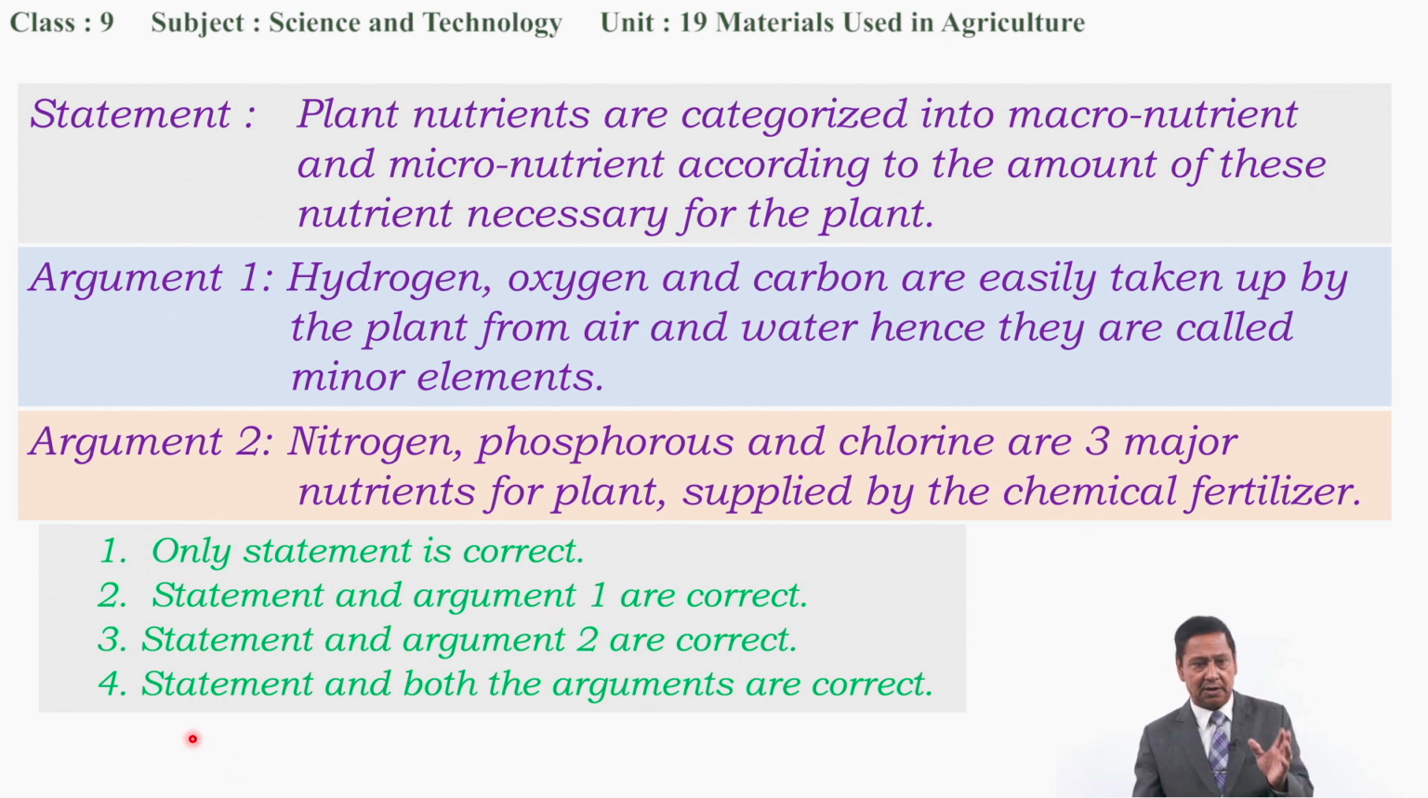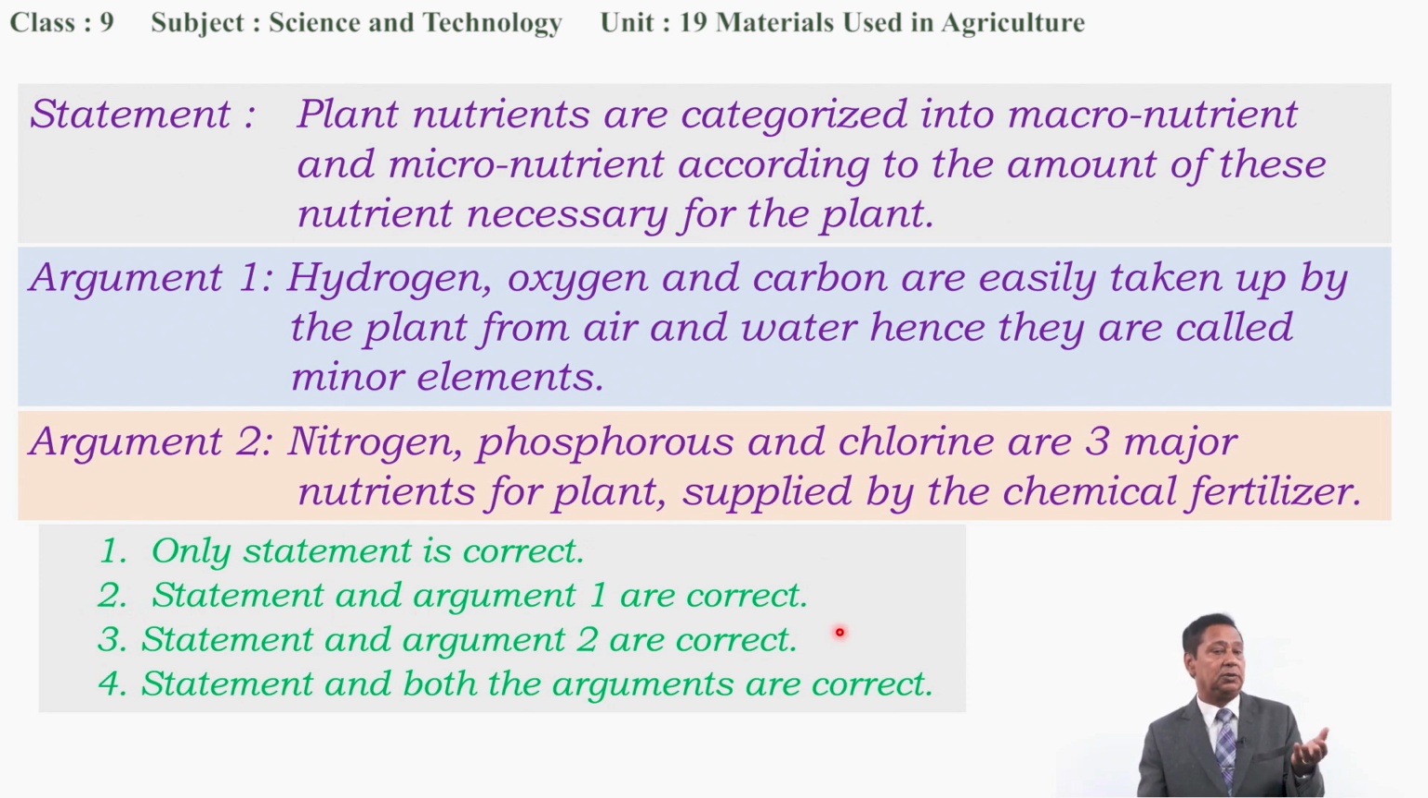Now look at option number 1. Only the statement is correct, is it? Look at this. Plant nutrients are categorized into macro and micro nutrients according to the amount of these nutrients necessary for the plant. Yes, according to the amount of nutrient. If a plant needs more nutrient, that is called macro, and if less nutrient, that is called micro. Yes, this statement is correct, but here it is written that only the statement is correct. Maybe the argument is also correct. That's why option 1 is suspended. May be correct, may not be correct. Now we have to go through the second option.